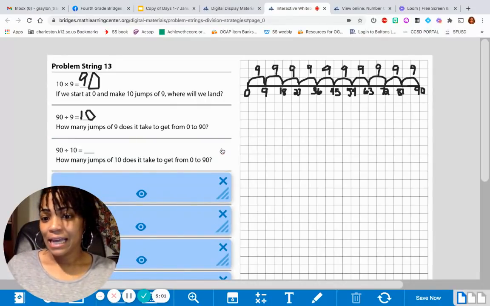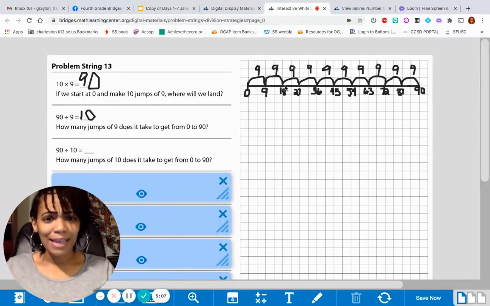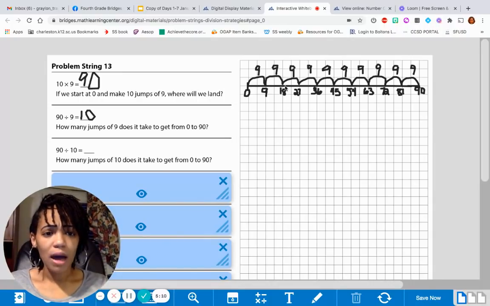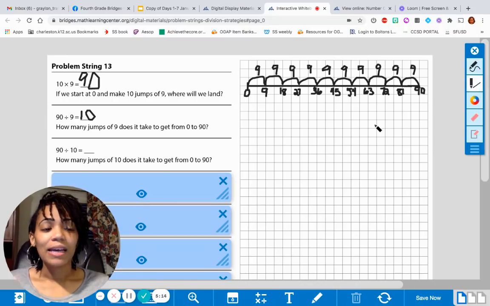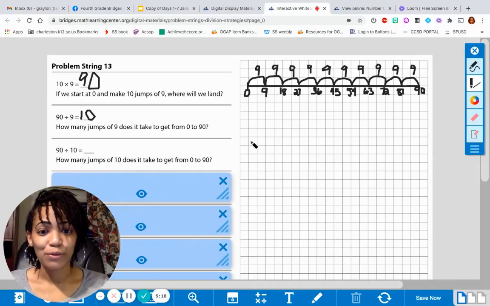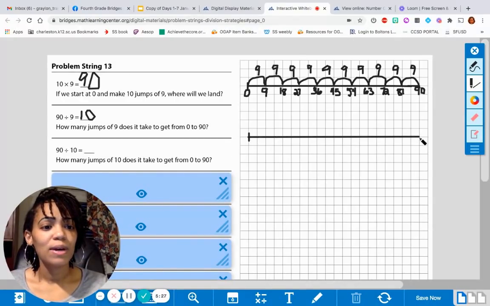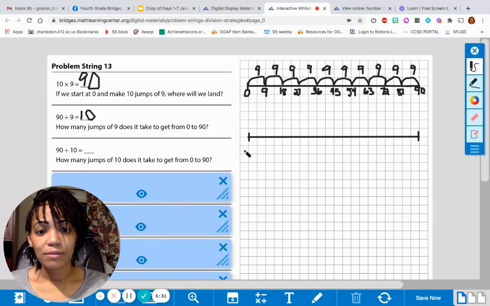90 divided by 10. How many jumps of 10 does it take to get from 0 to 90? Can we use this same model? No, we can't use the same model because we've jumped 9s. We have 9 iterated over and over. And now we want 10. We need how many jumps of 10 does it take to get from 0 to 90? So here's my 0, I know. Here's my 90, I know. Let's count by 10s really quickly.